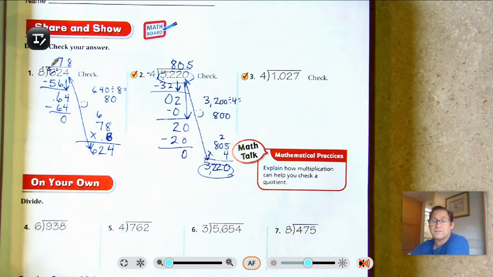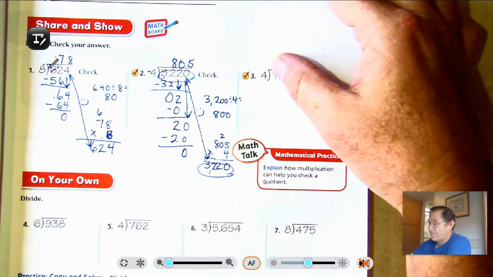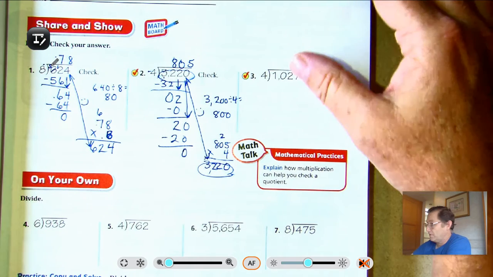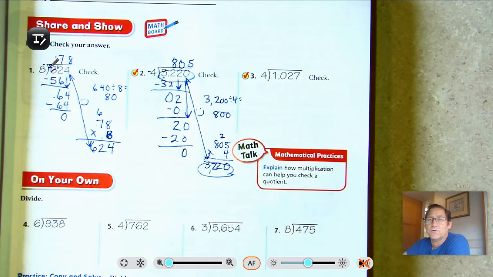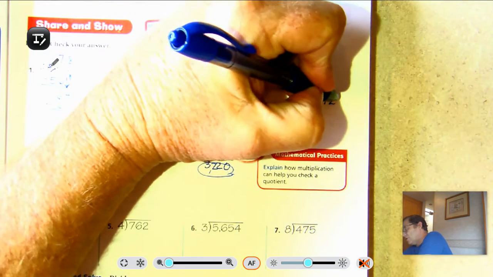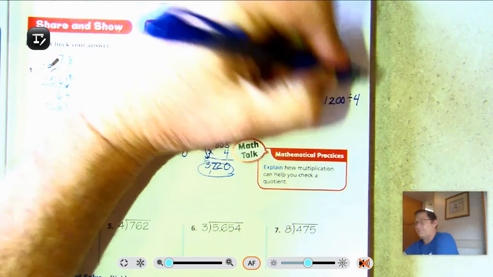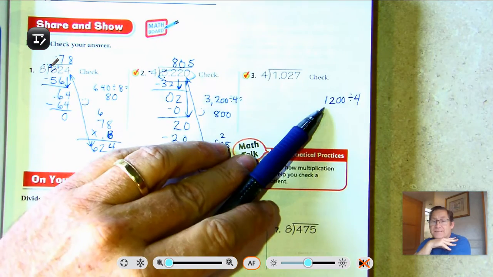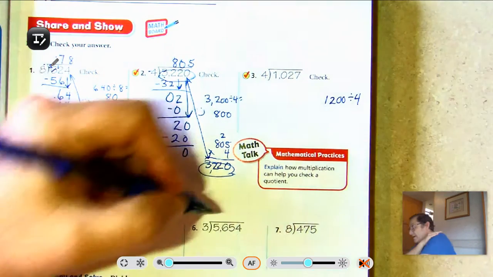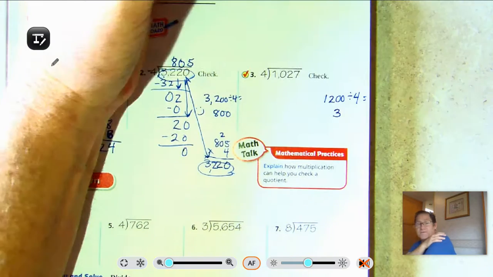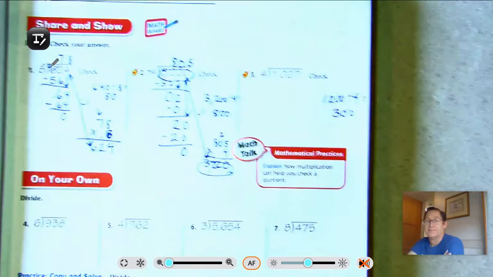All right, number 4, 1,027 divided by 4. Well, I can't share 1,000 with 4 groups, so I'm going to think of this as 10 hundreds. But 10 is not a multiple of 4. So I could go 4, 8, 12. Let's change 1,027 to 1,200 and divide by 4. Because remember, we want a basic division fact for 4. And 12 divided by 4 is a basic math fact.